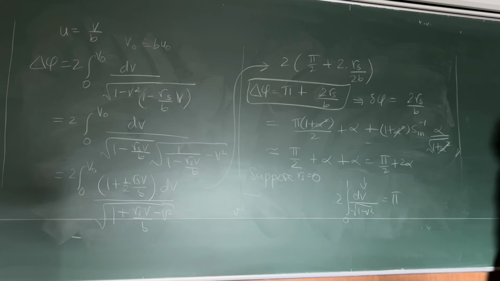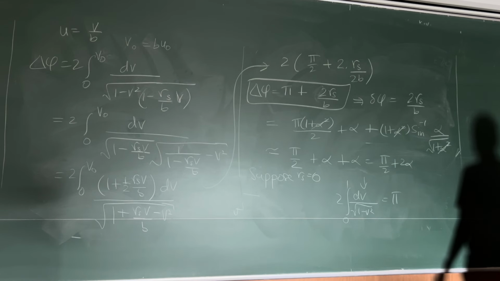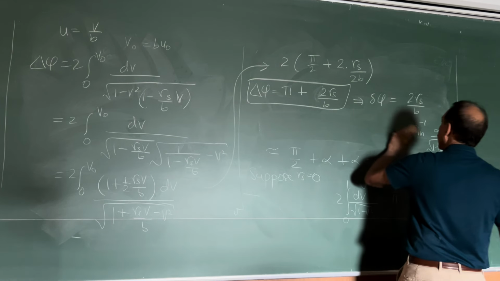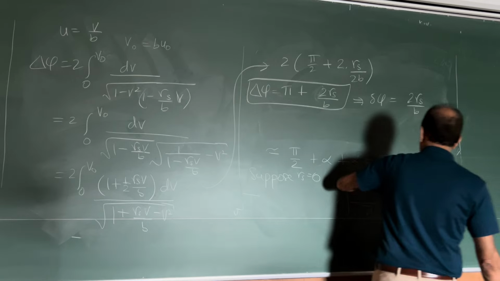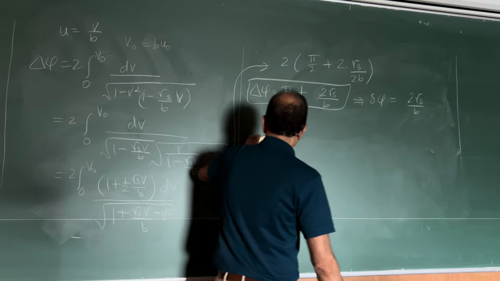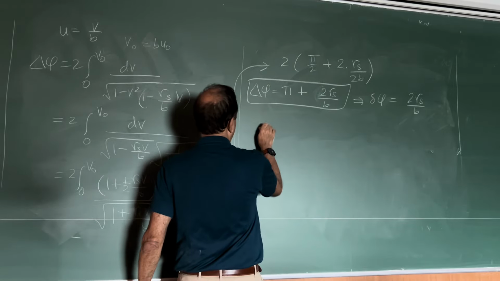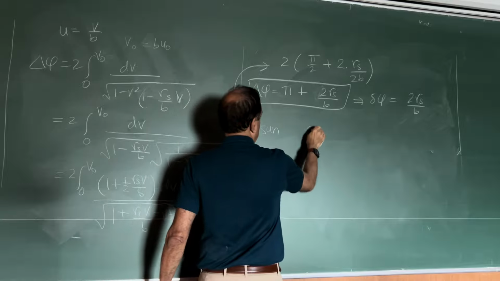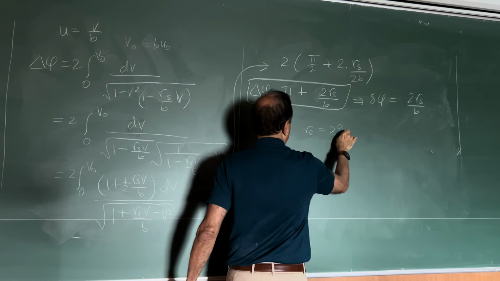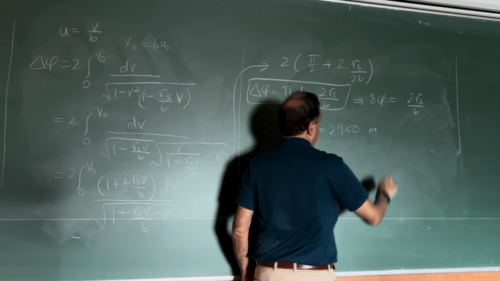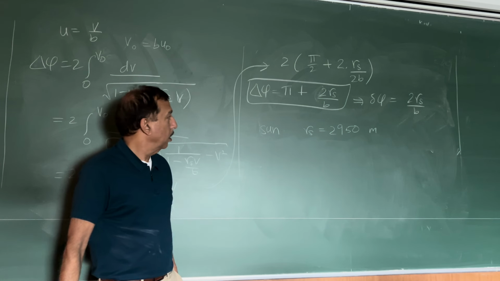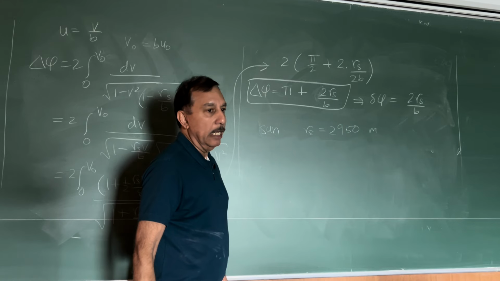And now it's a matter of putting in numbers. So how do I put in numbers? First of all, what experiment am I proposing? So let's be clear about that. I want to do deflection of light around the sun. So the sun has some rs, which actually we know is just 3 kilometers. It's very small. Okay. What is b?